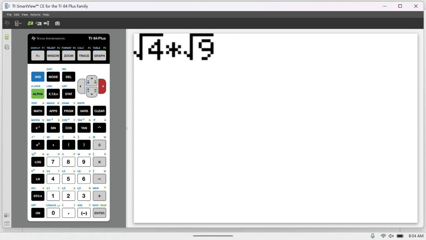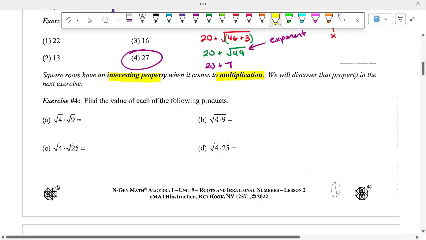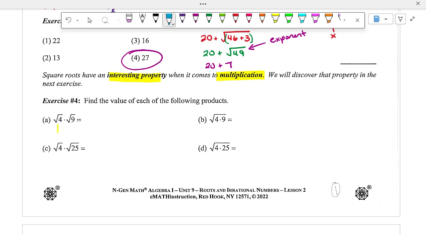And then what do you get? 6. Why does that make sense? What's the square root of 4? Square root of 9? 2 times 3? 6. So square root of 4 is 2. Square root of 9 is 3. So that equals 6.